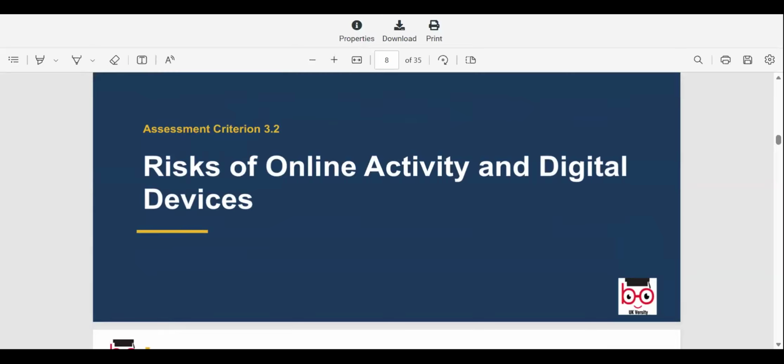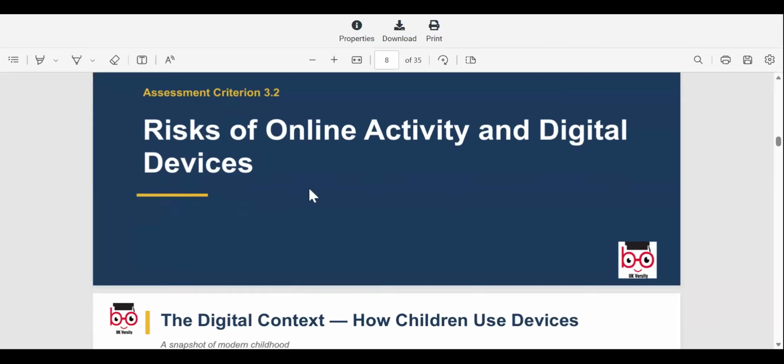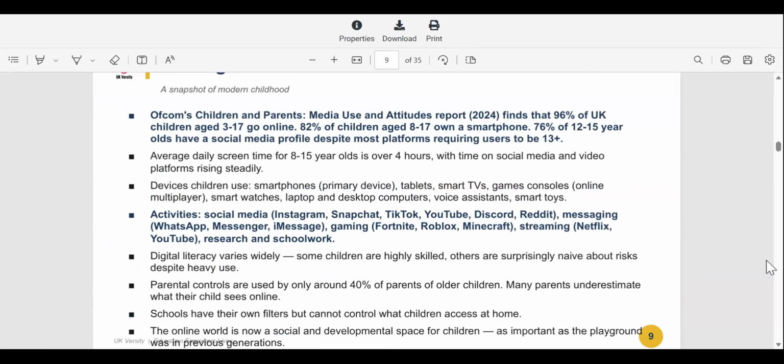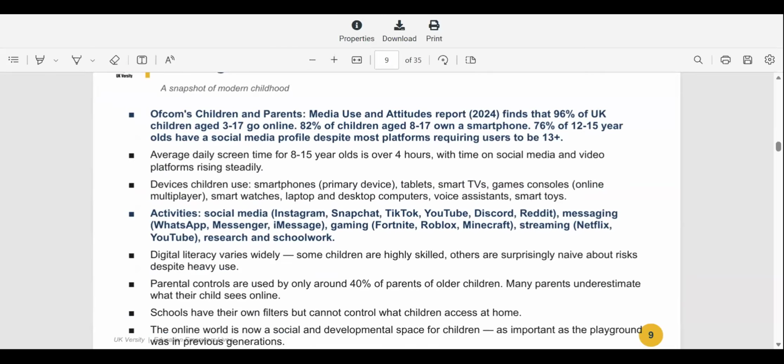Assessment criteria 3.2, risk of online activity and digital devices. I think this has a huge impact, and I've seen this where children are struggling with this, because with the modern world that we live in, it's all online. So if they're online for 4 or 5 hours on their smartphone, they become virtually phone based. And there's elements of bullying and things like that, and obviously the screen time must be limited. Parents must be putting that in place.